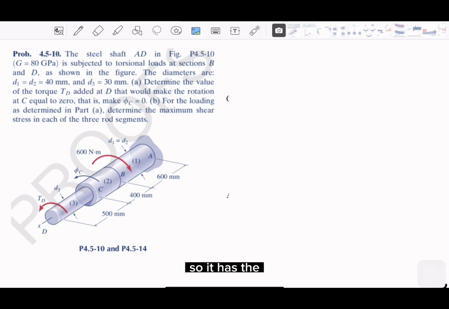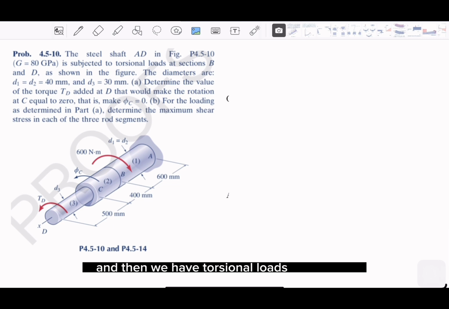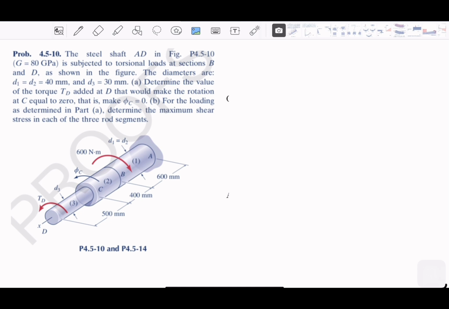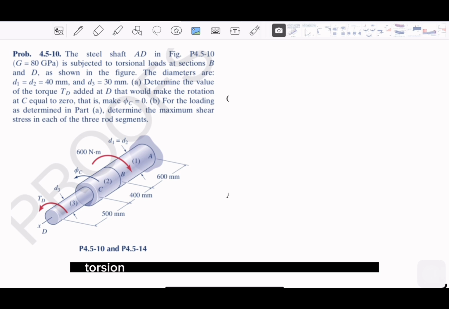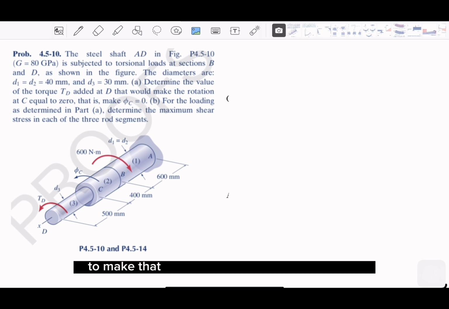So it has the shaft, we have modulus, and then we have torsional loads on B and D. So D is here, the torsion goes there. B is here, torsion goes there. What else? Diameters are all given. And then the question first is asking for the torsion at D to make the rotation at C, where is C? Here. We have rotation here, to make that twisted angle equal 0.